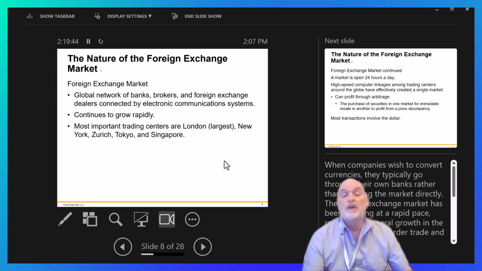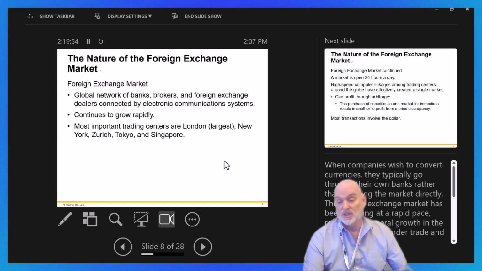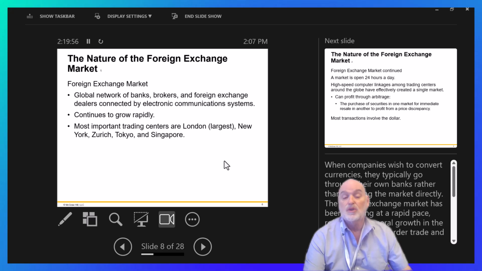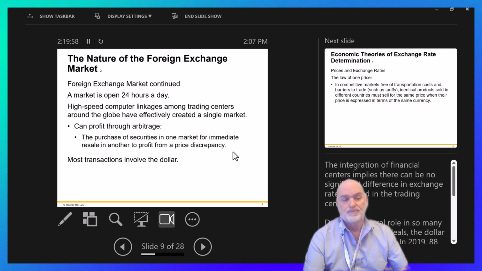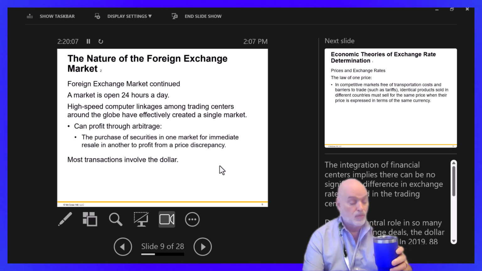There's a global network of banks, brokers, and foreign exchange dealers connected by electronic communication systems, and this continues to grow rapidly. But the most important trading centers are London, which is the largest, New York, Zurich, Tokyo, and Singapore. The market is open 24 hours a day. High-speed computer linkages among trading centers around the globe have effectively created one single market.